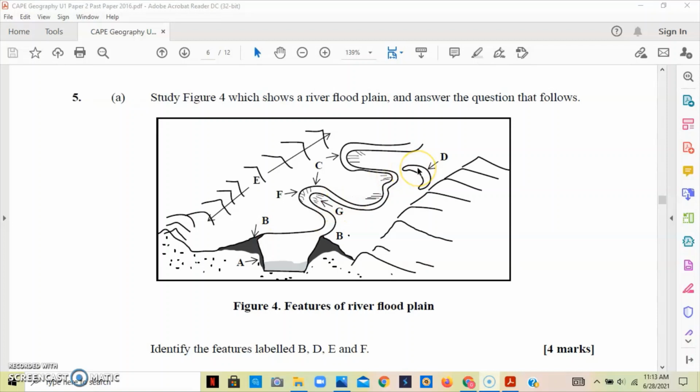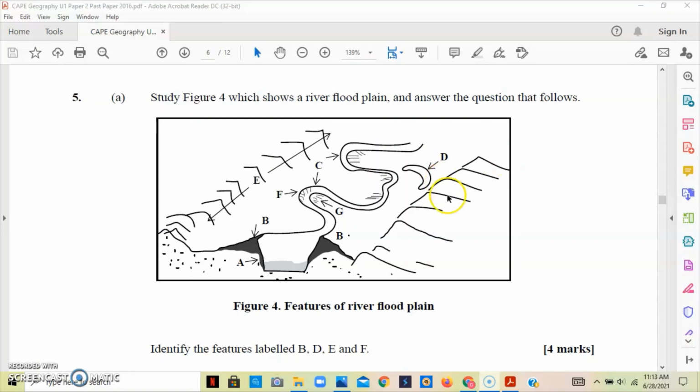D is located here, and that's an oxbow lake. E is located here, and that's the bluff, and we know that the bluff is a steep bank or cliff that is formed by river erosion on the outside of a meander. And F, which is located here, is a river cliff. Now we know that as the river meanders, the outside banks of the meanders are undercut, creating a river cliff.